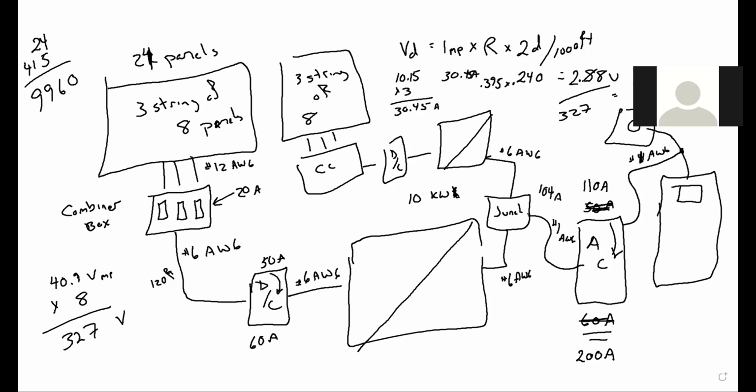Just as a rough rule of thumb, anything less than 200 feet, generally you're not going to have a problem with voltage drop, because in order to get your wire big enough to handle the ampacity, it'll be big enough to deal with any particular voltage drop issues.